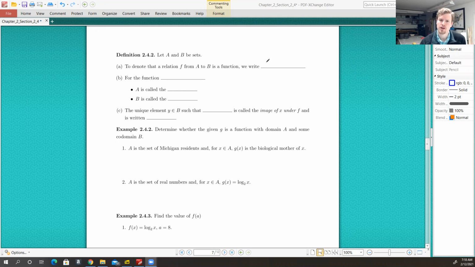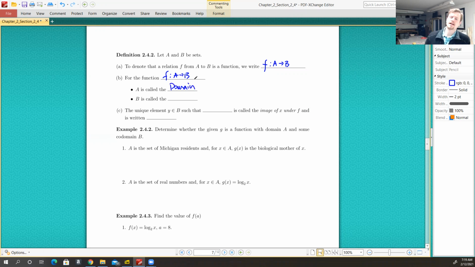How can we say that? Well, we use the notation f from A to B. And that might be some new notation for you. So f from A to B says this is a function instead of just a relation. And it tells us what set it's from and what set it's to. But these two sets also have names themselves. So for this function, f from A to B, A is called the domain.